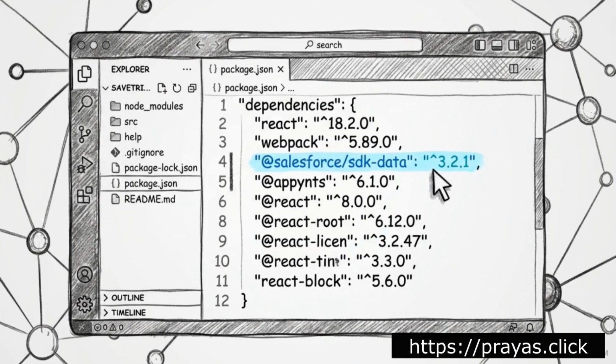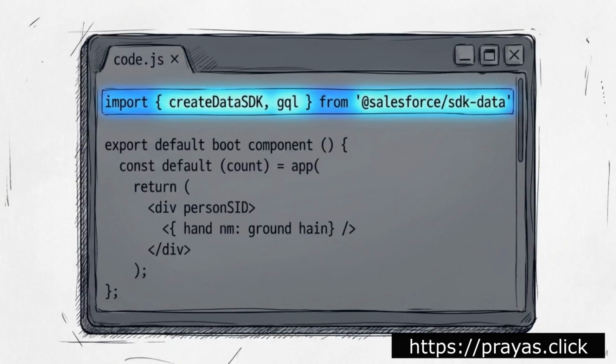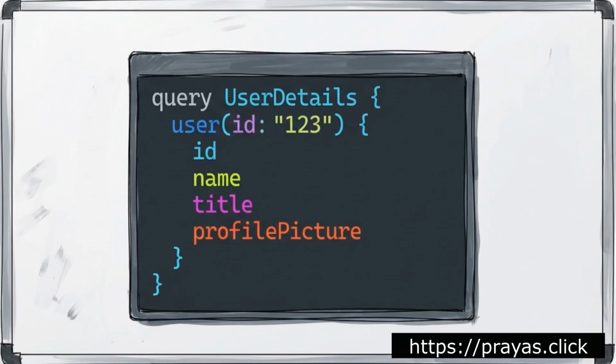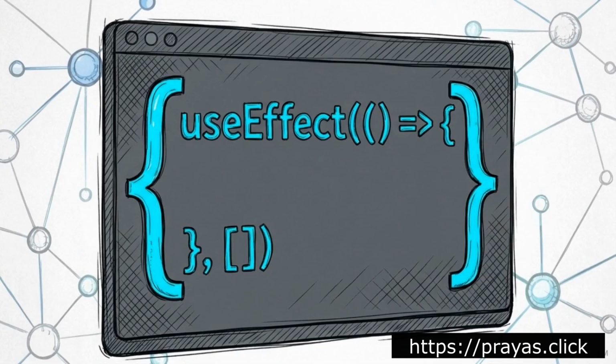Now that our UI is running, let's connect our data layer. Salesforce handles this through a newly released package called @salesforce/sdk/data. At the top of your React component, you need to import the core utilities. Write out import createDataSDK, gql from @salesforce/sdk/data. Next, we write a standard GraphQL query. We'll format this to hit the UI API and specifically request a contact's name, title, and profile picture. To execute that query, drop down into your useEffect hook.